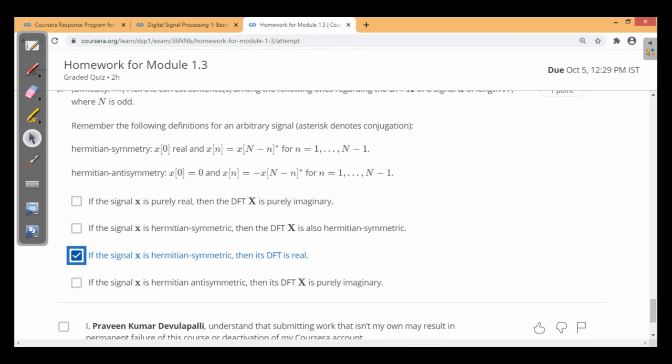If signal x is Hermitian symmetric, then the DFT is real. If the signal x is Hermitian antisymmetric, the DFT is purely imaginary. If the signal x is purely real, it is not purely imaginary. We did a lot of problems on the discrete Fourier transform. So it's a combination of both real and imaginary. If the signal x is Hermitian symmetric, the DFT is also Hermitian symmetric. So the DFT is a purely real number.